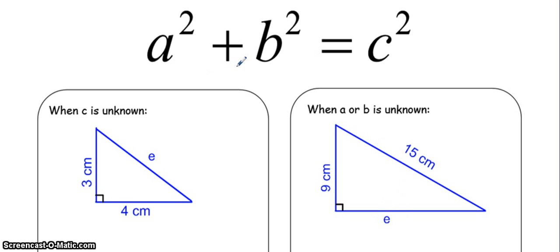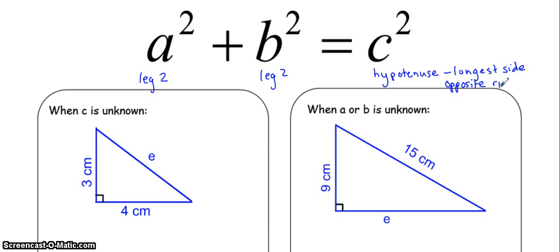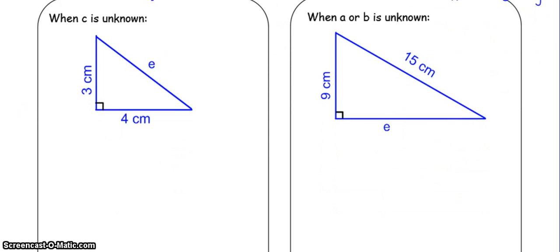So the Pythagorean theorem is only used for right-angled triangles. The A and the B are the legs, and the C is the hypotenuse. So the hypotenuse is the longest side, and it is opposite the right angle. And then leg 1 and leg 2 are just the other two sides.